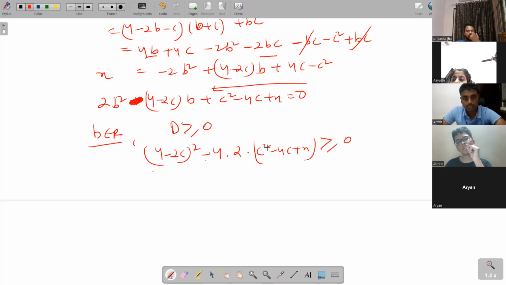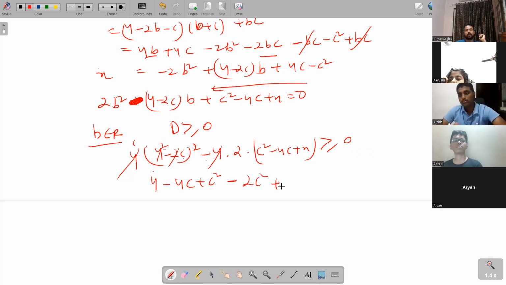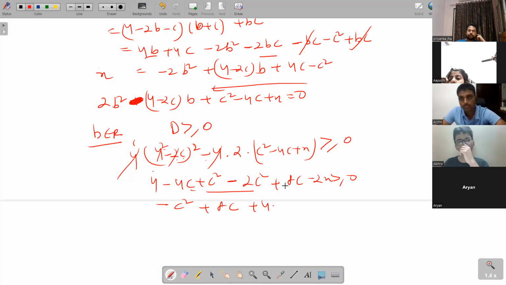Okay, fine. But that is not going to make any difference here, because the square of a negative will become positive only. So in this, if you take 2 common, 2 will be left and it will come out as 4, so 4 and 4 go. So 2 minus C whole square, that is 4 minus 4C plus C squared, minus 2C squared plus 8C minus 2X. Now you can see that this is minus C squared plus 8C plus 4 minus 2X is greater than or equal to 0.